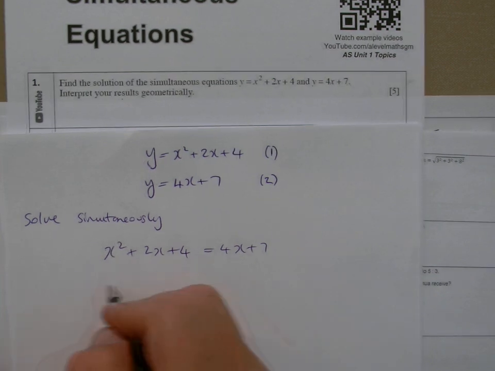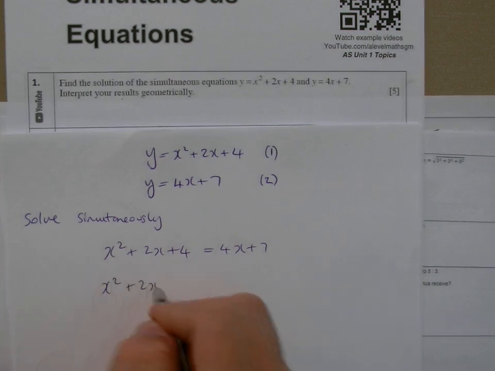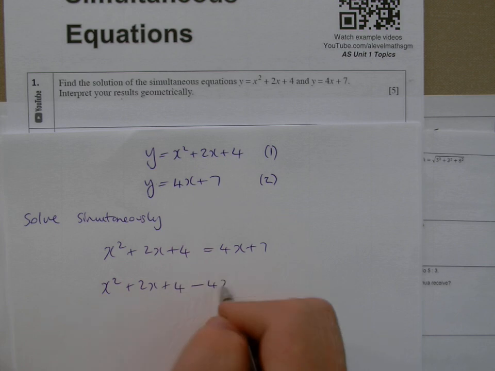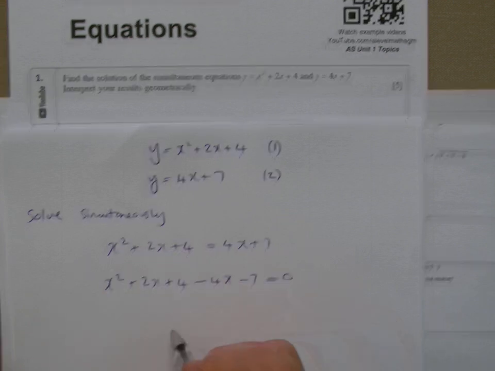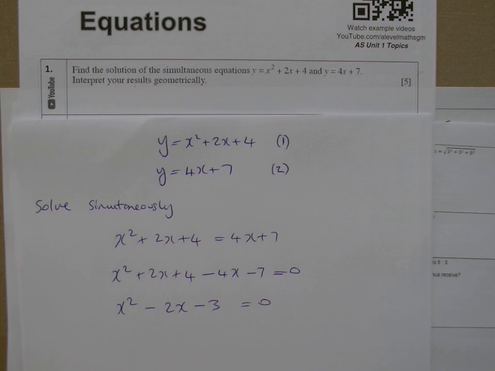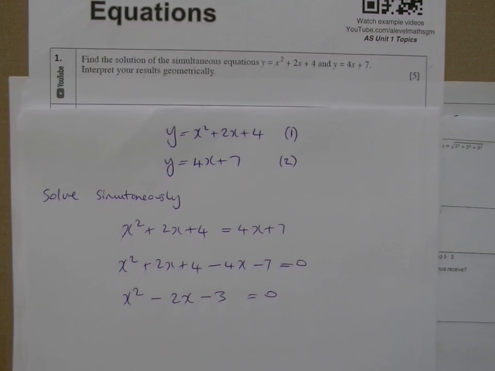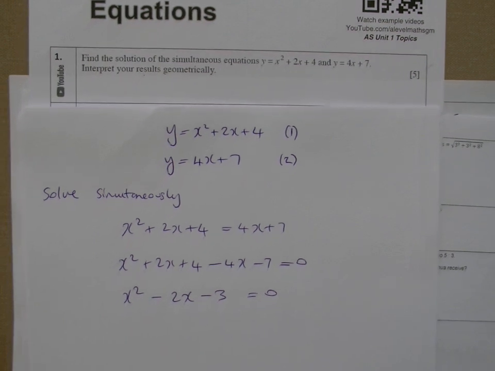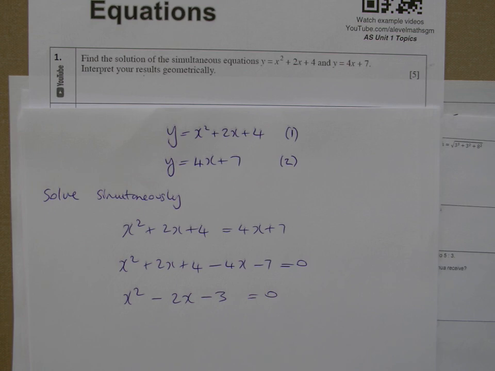I can get everything onto one side, put it equal to 0. If I simplify that, then I get x squared minus 2x minus 3 equals 0. And I've got myself a quadratic here which I can solve. And if I get the solutions out, I'll then have the values where they are consistent for both equations.